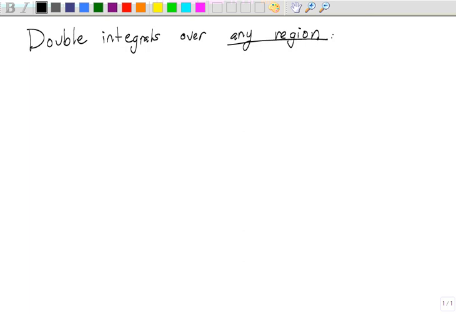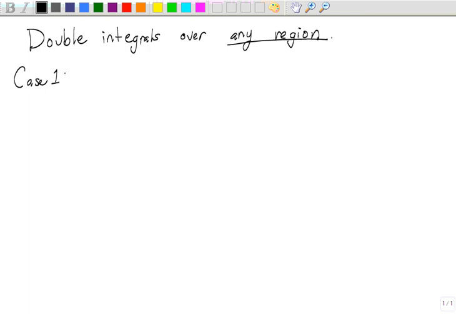All right, now we're going to generalize and do double integrals over any region. In the previous section, we just did it over rectangles. And let's try a couple cases.